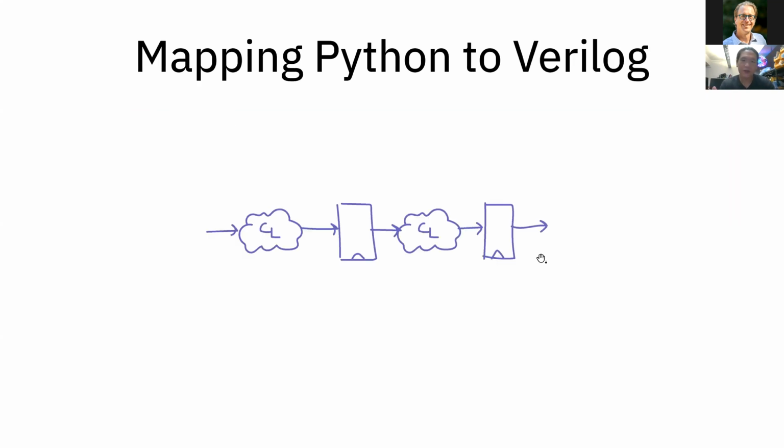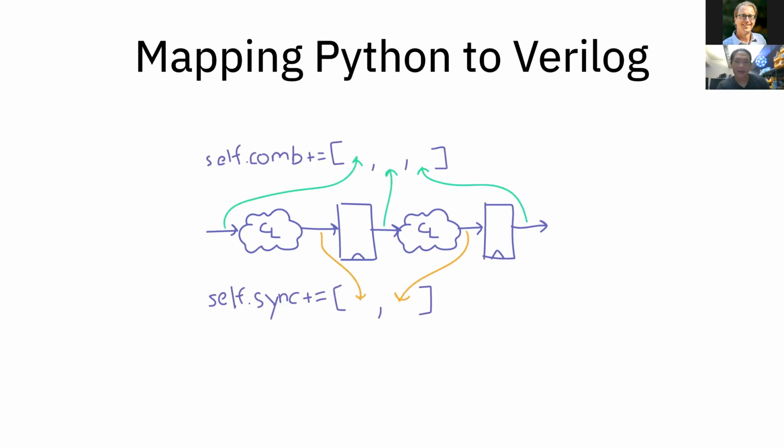So let's talk a little bit about this whole idea of mapping Python to Verilog. If you have a piece of logic, it typically consists of stages of combinational logic, those are the little clouds that say CL in them, and then registers, and combinational logic, and registers. That's sort of how all logic is composed. Cycles and stuff also exist, but this is the basic idea.